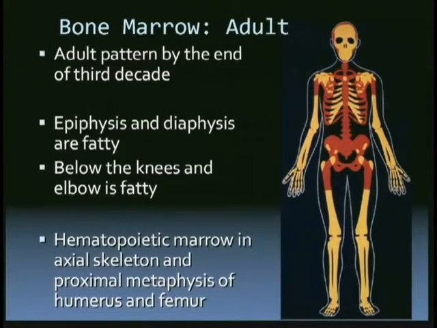So in the adult pattern of red marrow, below the elbows and the knees, the marrow should be fatty. The red marrow persists in the skull, in the spine, in the ribs, in the pelvis, and the proximal metaphysis of the femurs.